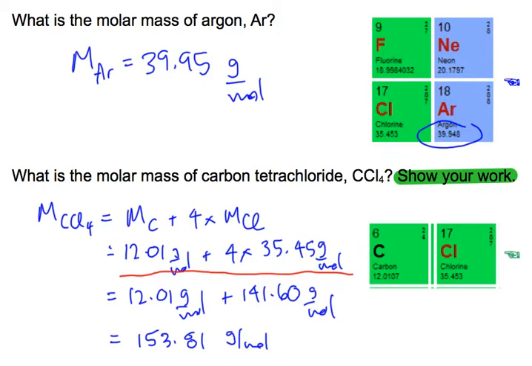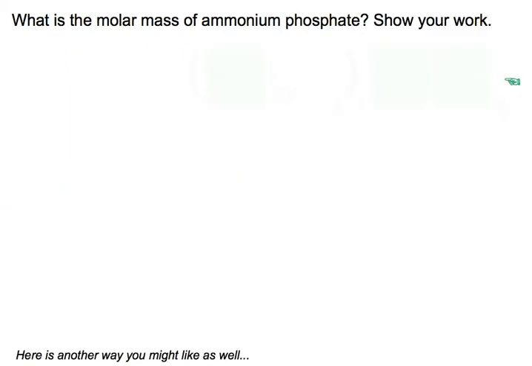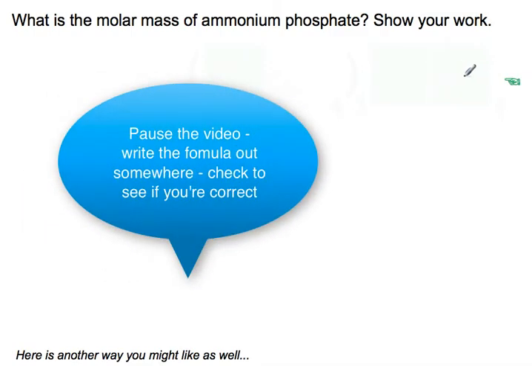So as it suggests, it is the sum of the molar masses of all of the elements in the compound. Now, what is the molar mass of ammonium phosphate? Again, show your work. This is a little more complicated, mainly because of the formula. Now, if you think for a minute, can you come up with the formula for ammonium phosphate? So here's the formula for ammonium phosphate.